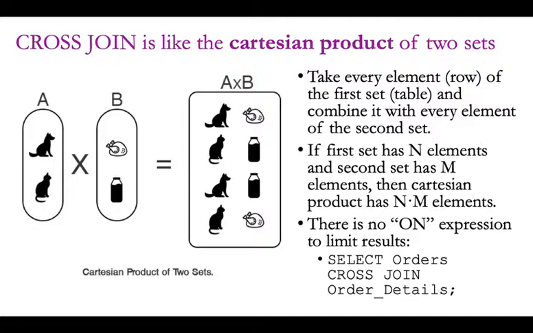And the way you write this is like select from table 1 cross join table 2, for example, select from orders cross join order details, or in this case it'd be like select from animal cross join food or something like that, if this is an animal and a food table.